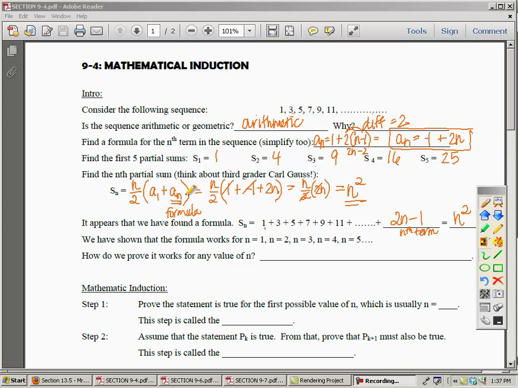Now, our goal in an induction proof is to show that it works for every value of n. The problem is because n is part of my formula, I have to pick another letter. Okay, pick another variable to use to show that it works for all of them. And so what I'm going to do, and your book does, is use the letter K. So the first thing we do is show it works for K.